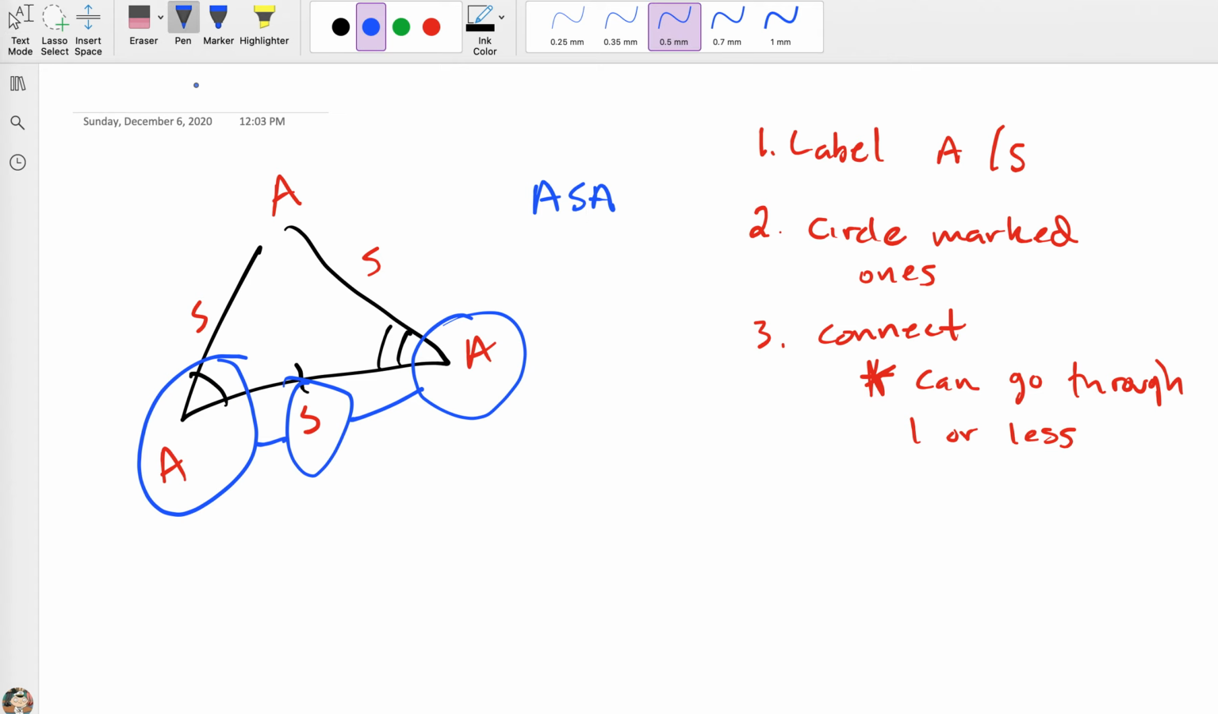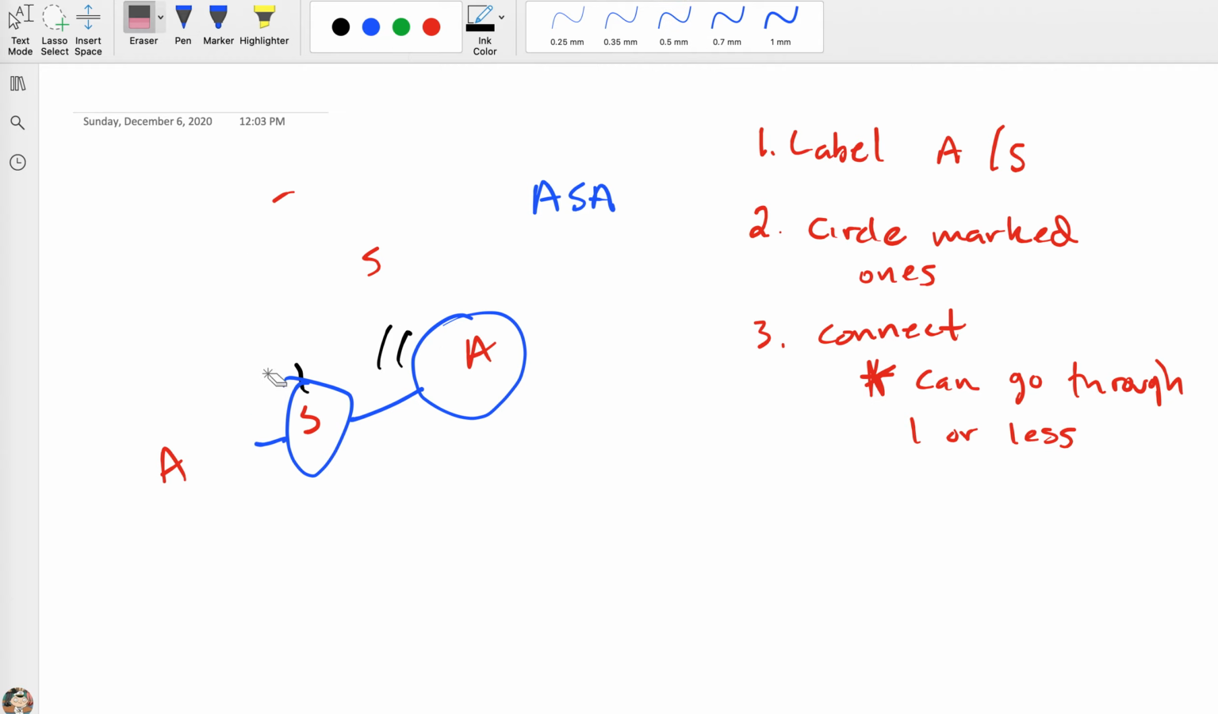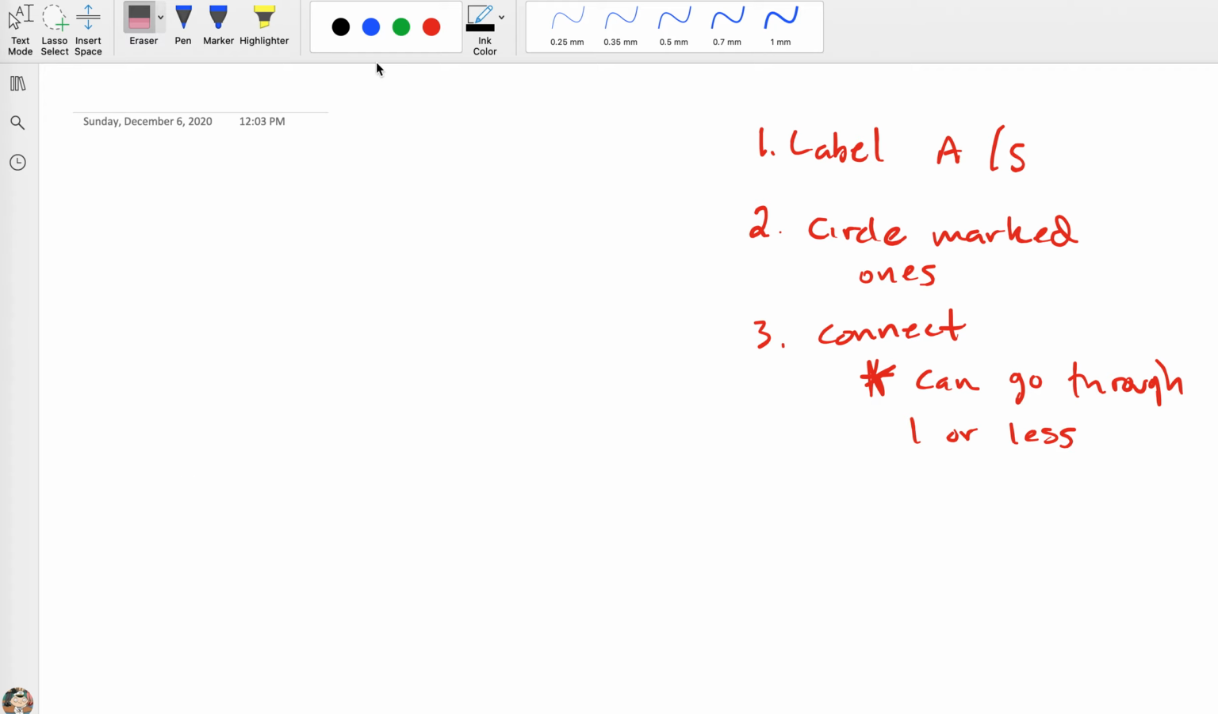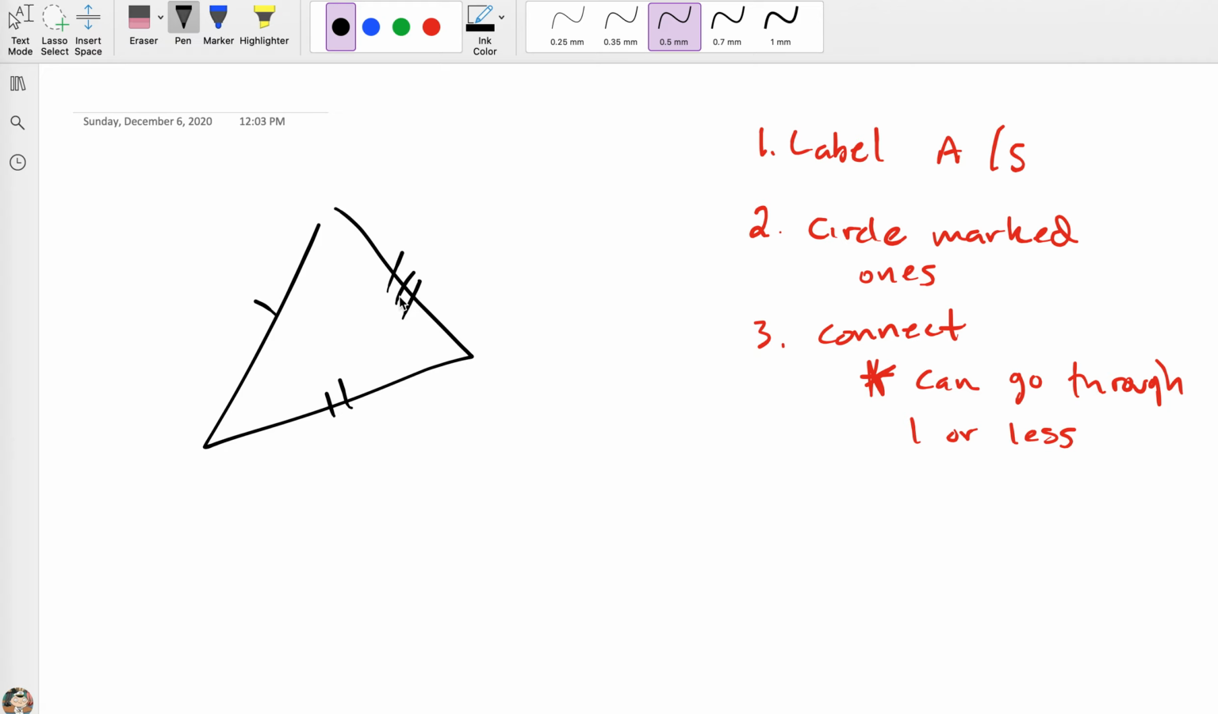So there will come times where connecting them will not be right next to each other. So let's look at a couple more examples. The one that most people recognize is side, side, side, but this also works with that pattern as well.